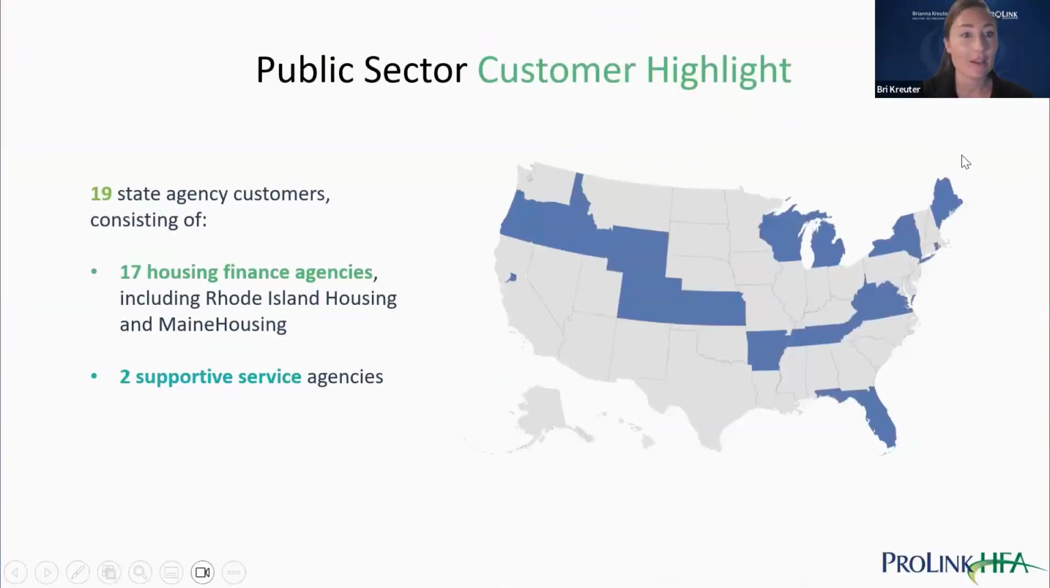This is just a quick little picture of the agencies, again, that we represented on the previous page. You can see here the map, the topography of those 17 agencies and 2 supportive services agencies, one being in California. So you see a small little dot there representing that state. And I'm so happy to include Rhode Island and Maine Housing on this list on the East Coast, which are our newest live users of ProLinkHFA.